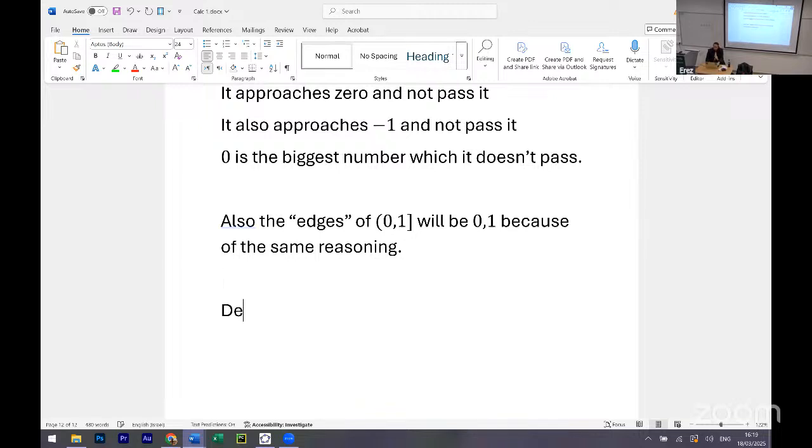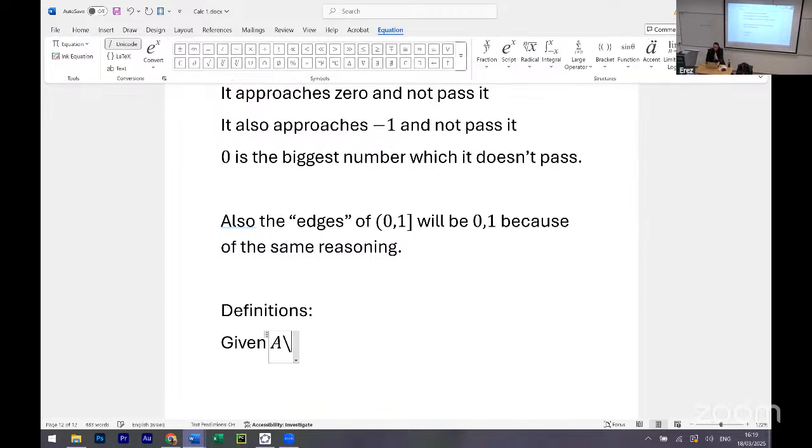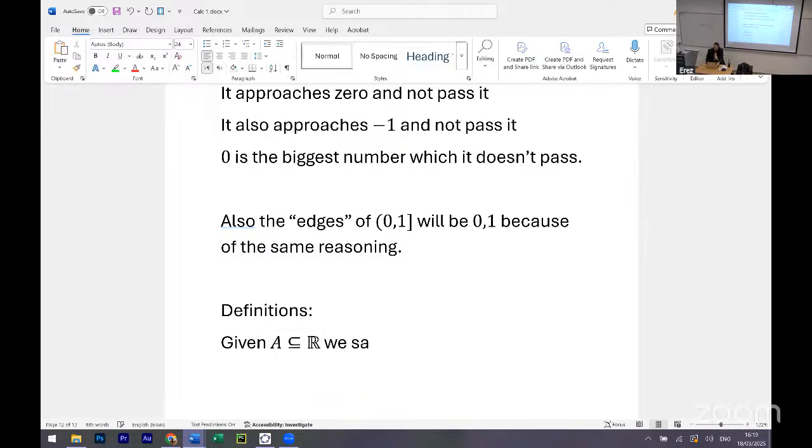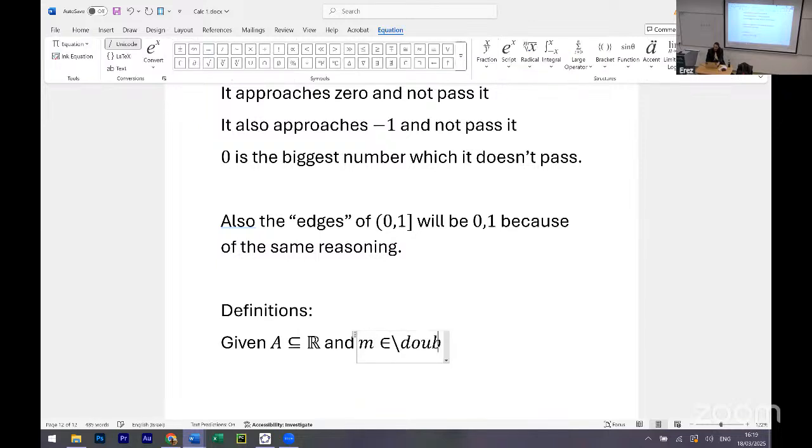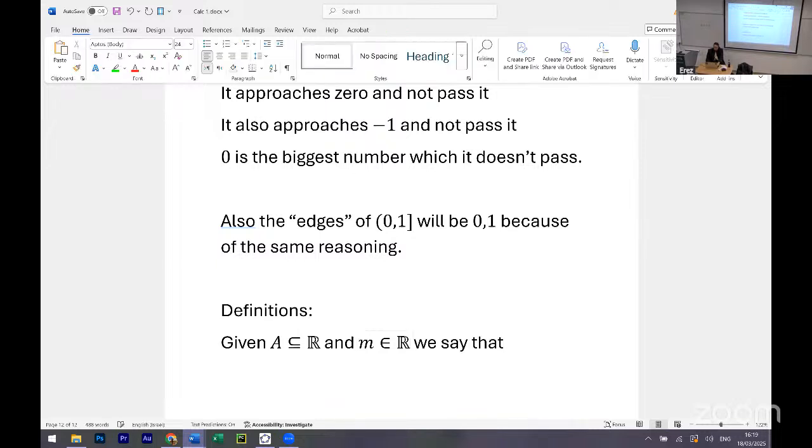So, definition. Given a subset A of the real numbers, and M any real number, we say that M is an upper bound of A.